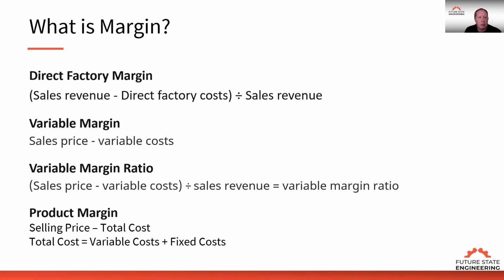First of all, let's talk about margins. A lot of companies talk about different types of margins. I've heard variable margin, I've heard direct factory margin, I've heard product margin. So what are the different margins? First of all, factory direct margin is our sales revenue minus our direct factory cost divided by our sales revenue. Variable margin is just the selling price minus the variable costs. Variable margin ratio is the sales price minus those variable costs divided by the sales revenue. And then our product margin is our selling price minus our total costs. Our total costs are a sum of our fixed costs and our variable costs.